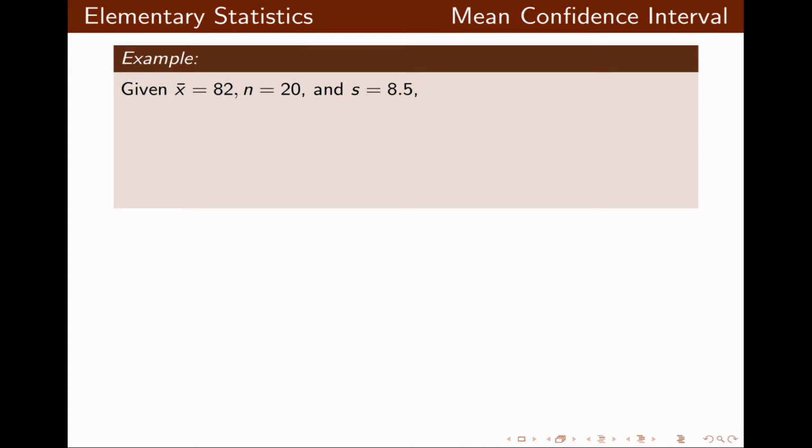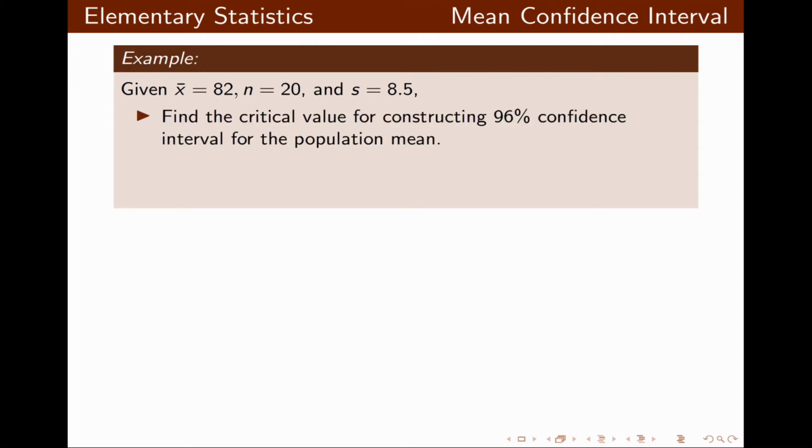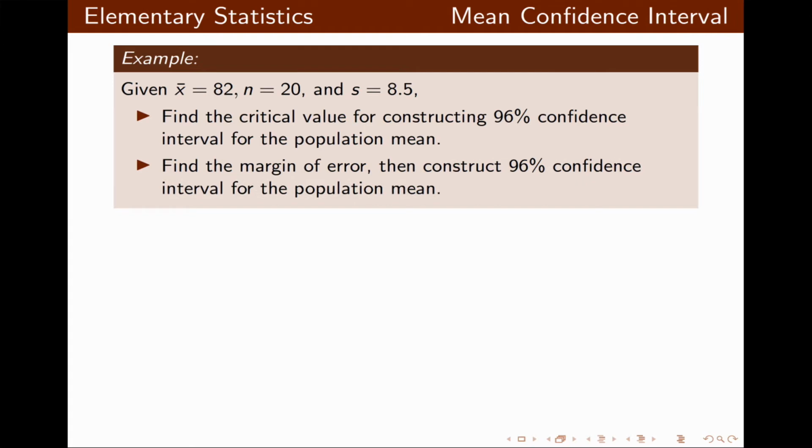For example, let's say x bar is 82, n is equal to 20, and s is 8.5. We want to find the critical value for constructing a 96% confidence interval for the population mean. Then we're going to find a margin of error, and after that we're going to construct a 96% confidence interval for the population mean.